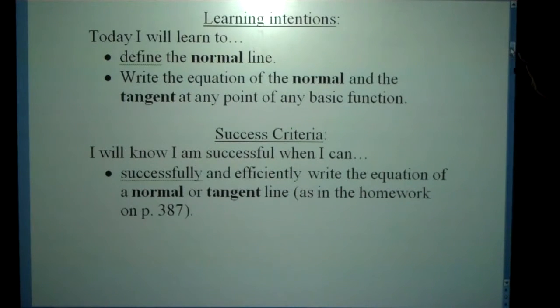Today we are going to study something called the normal line, and we're going to be able to write an equation of a normal and a tangent at any point of the basic functions that we have been able to find derivatives so far. So normal and tangents.